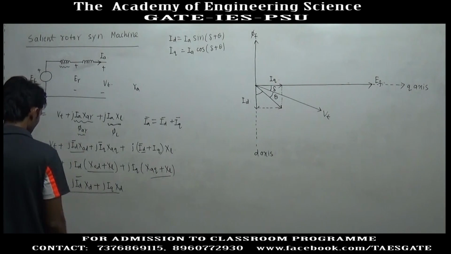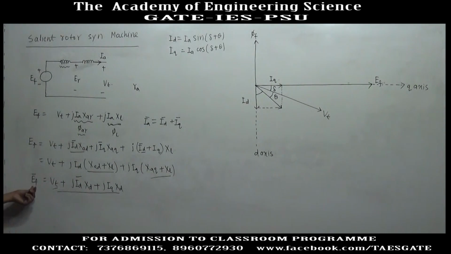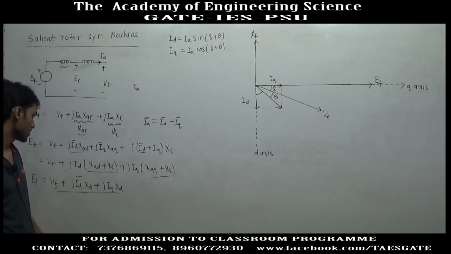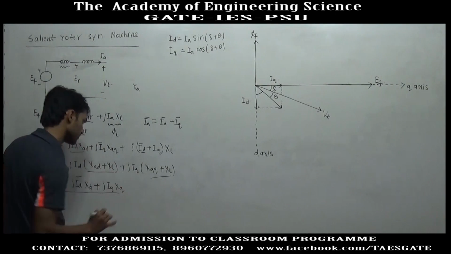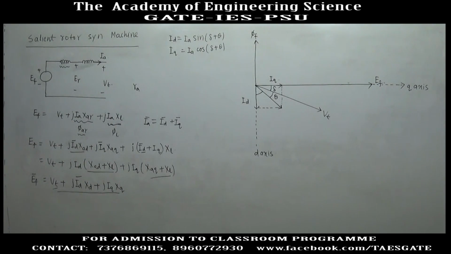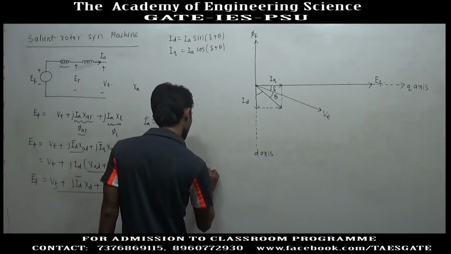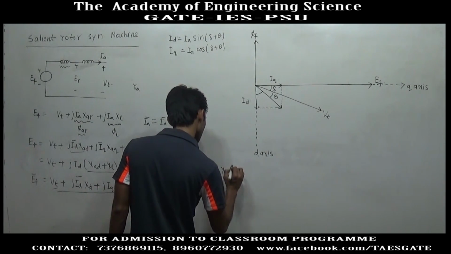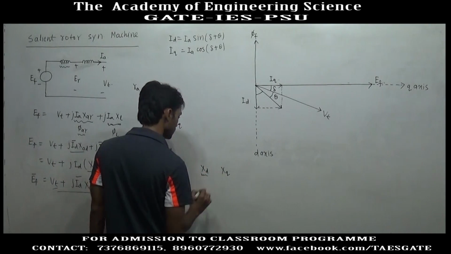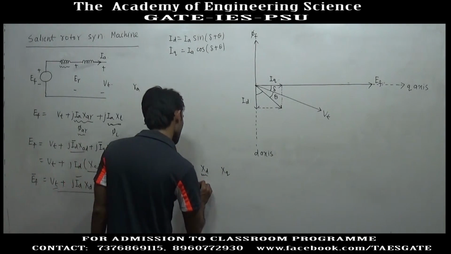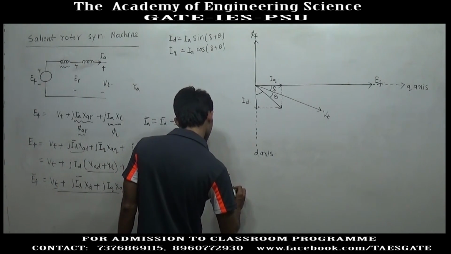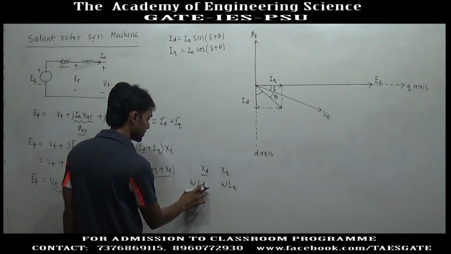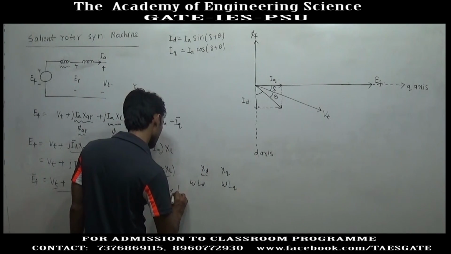And from this relation, if you know Vt, to get EF we will have to add jID into XD. Here we will have XQ, and if we compare XD and XQ, XD is equal to inductance along the D axis into angular frequency, and this is inductance along the Q axis into angular frequency, and inductance is inversely proportional to reluctance.